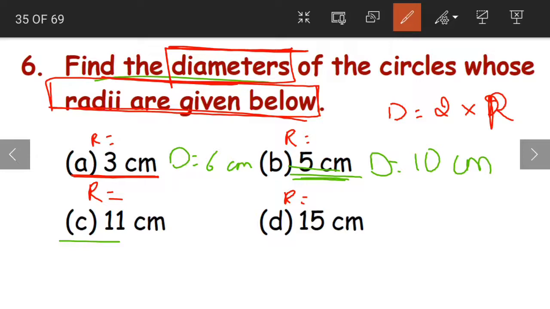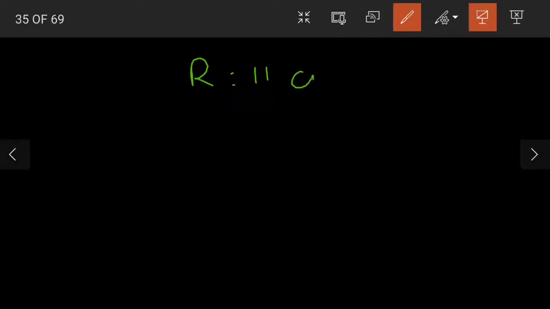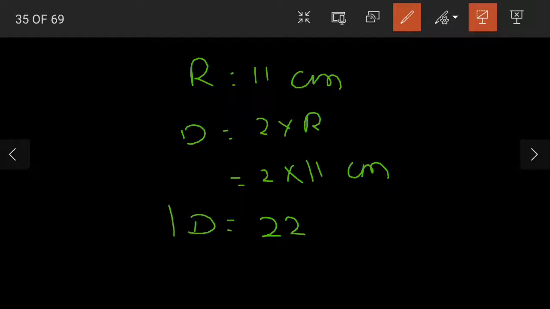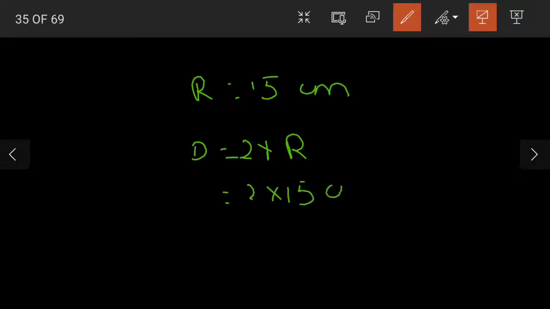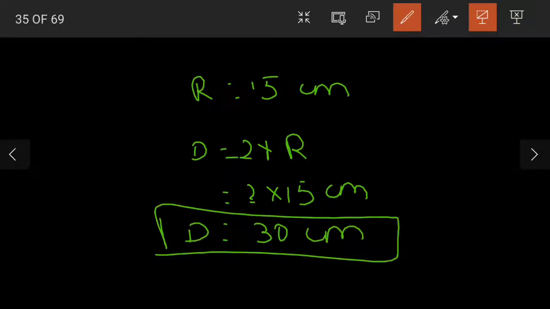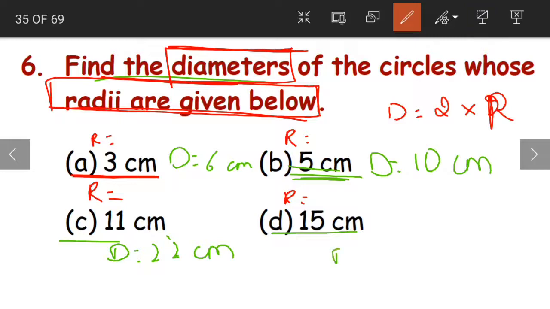Coming to question C, radius is equal to 11 centimeters. Diameter is equal to 2 into radius, that is 2 into 11 centimeters. 2 11s are 22. Yes, children. So diameter is equal to 22 centimeters. The answer is 22 centimeters. And lastly we have radius is equal to 15 centimeters. Then the diameter becomes 2 into radius, 2 into 15 centimeters, that is equal to 30 centimeters. So the diameter of the given circle is 30 centimeters.